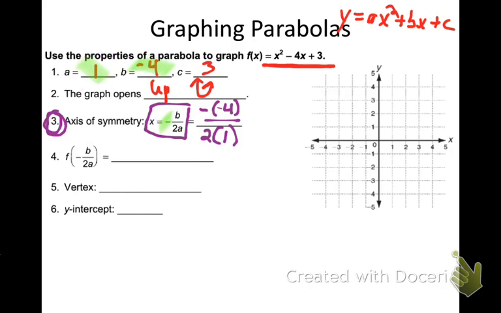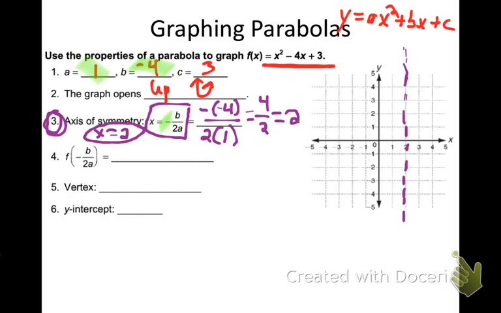From there, I just simplify. 2 negatives get me a what, Jesse? Positive. 2 times 1 is 2. 4 over 2 gets me 2. So x equals 2 is my axis of symmetry. Which means now, as I look at my graph, my axis of symmetry will go right on down that line. Because recall, x equals would give me a vertical line. So our axis of symmetry is vertical right through that point.